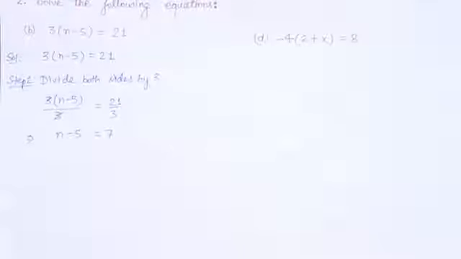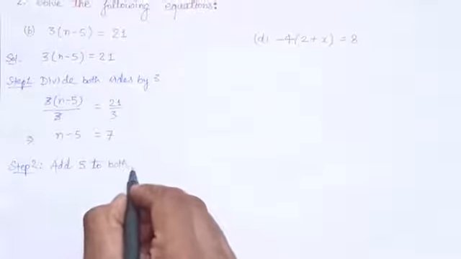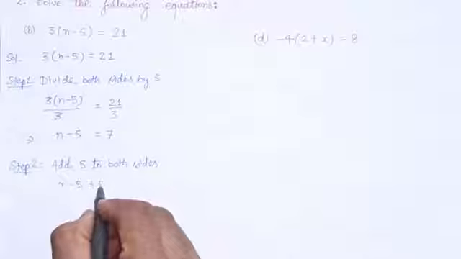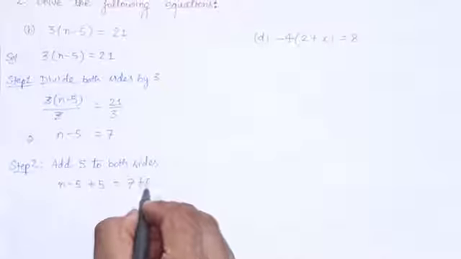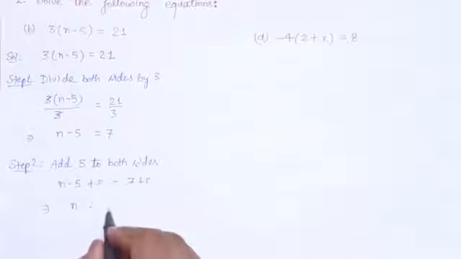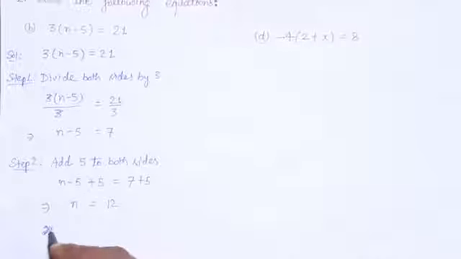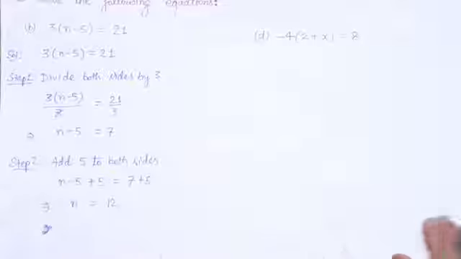But again here you can see that we have n minus 5 on the left hand side instead of n. So what we do, our step 2 is adding 5 to both sides. Add 5 to both sides. So what we get, n minus 5 plus 5 equals 7 plus 5. It implies that here we have only n, and on the right hand side 7 plus 5 equals 12. So what we get, n is equal to 12. So this is our solution.